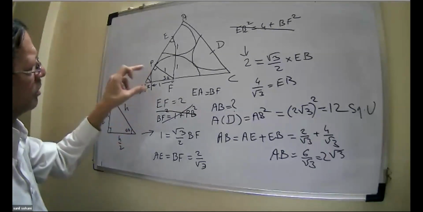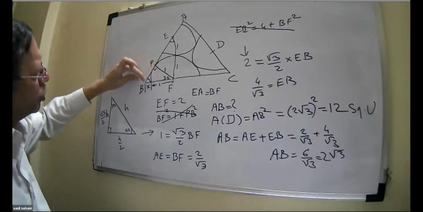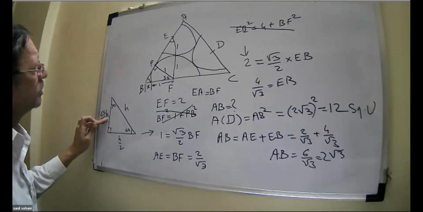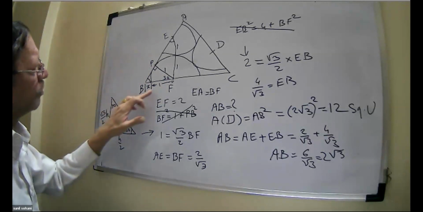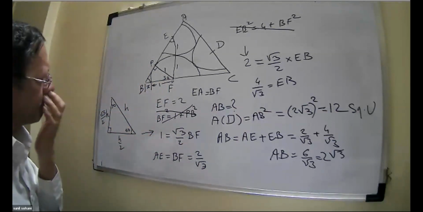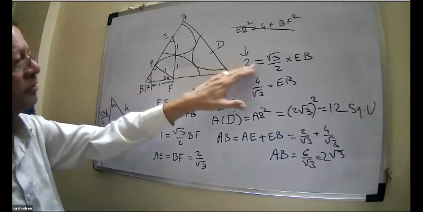So in this case, 1 was the side opposite to 60, and the side opposite to 60 is root 3 upon 2 times the hypotenuse. So root 3 upon 2 times the BF hypotenuse, and the answer is 1. Same thing here.